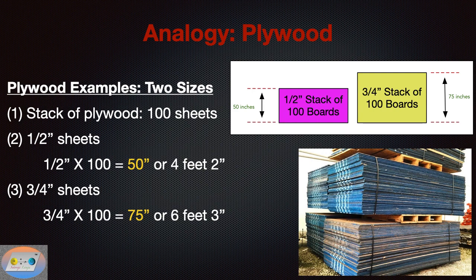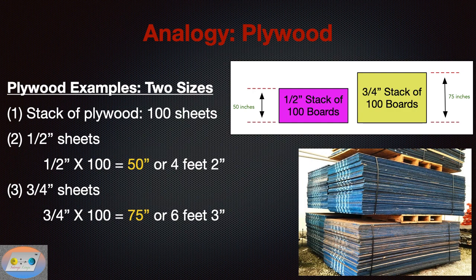So let's say we have two sizes of plywood. Let's say one pile of plywood is half-inch sheets and another pile is three-quarter-inch sheets. If you want to stack these sheets into bundles of, say, 100 sheets, the half-inch sheets would stack up to about 50 inches, or 4 feet 2 inches. The three-quarter-inch sheets in a bundle of 100 would stack up to about 75 inches, or 6 feet 3 inches.